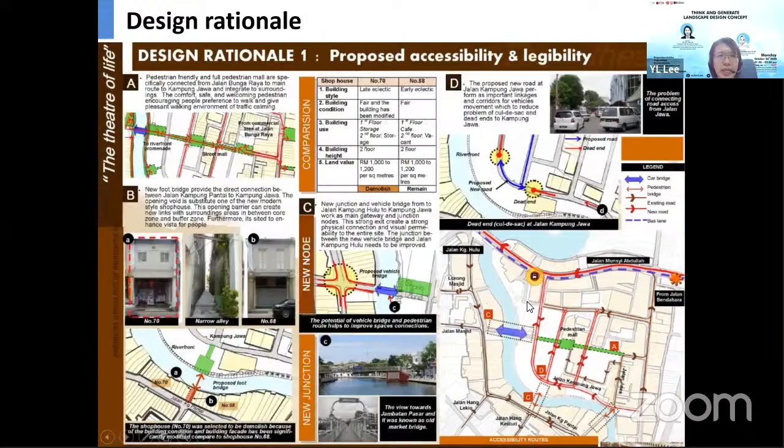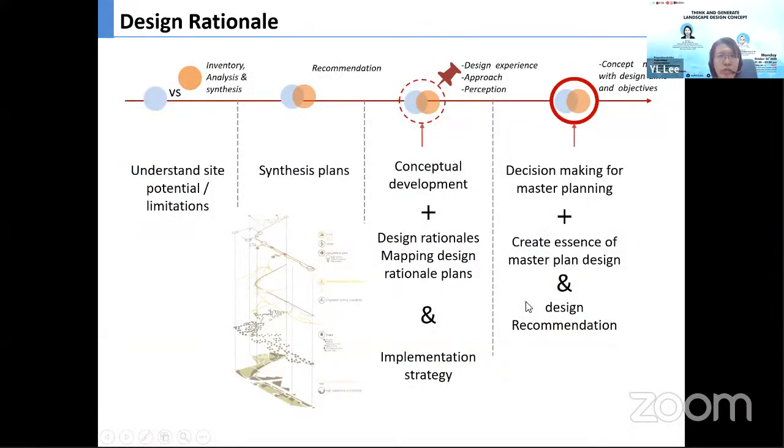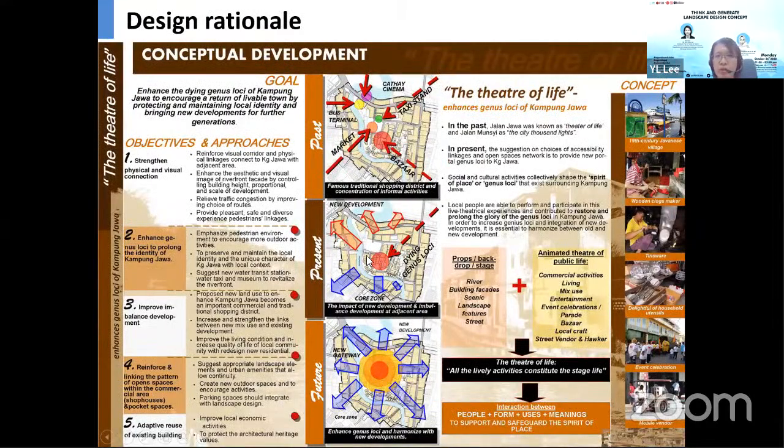So basically, this is a design rationale. Once you have your rationale plan, you integrate it with your conceptual development. For this, I have a combination of problem solving and also philosophy. My idea for this site, because this is a heritage buffer zone, is that the main issue is the activities have slowed down compared to the core zone of Malacca. So I put in the concept here: the theater of life, enhancing the genius loci of Kampong Jawa. It's some sort of combination of problem-solving idea and also a philosophy.